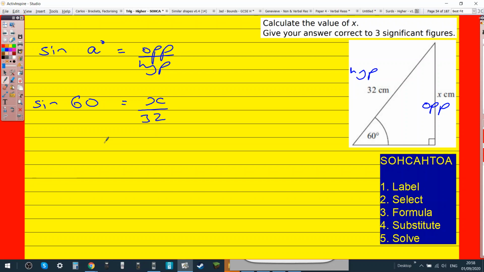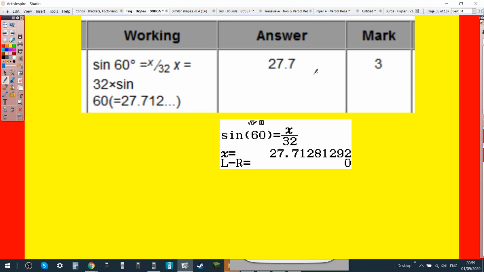And then you press shift and calc. Yep. Then choose a random number. Then press enter twice. Yep. And then I got 27.7. So x equals 27.7 centimeters. 27.7. Great. Well done.